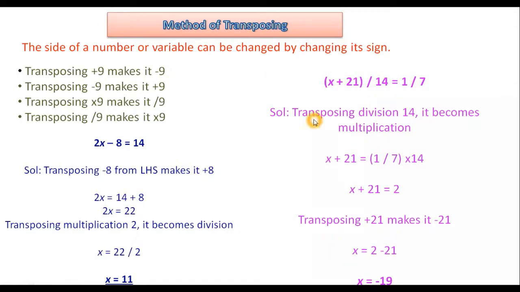So this is how we can solve the equations either by the method of balancing or by the method of transposing. Now you are able to solve any kind of equation by these two systematic methods.